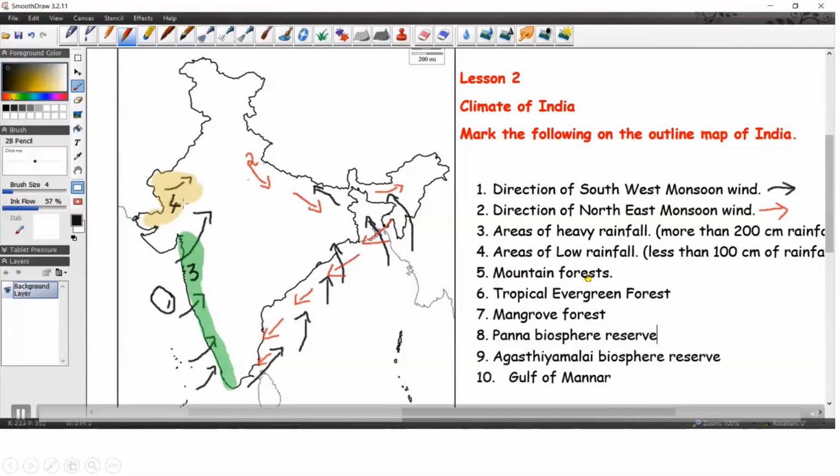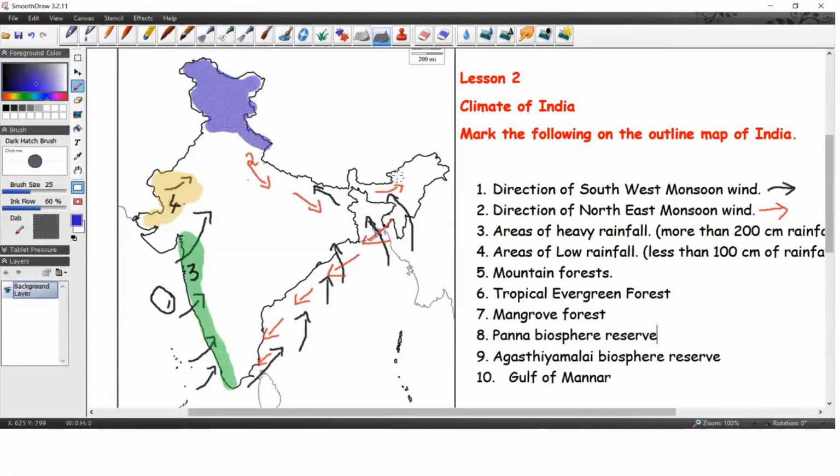Number 5, mountain forest. So mountain forest, this area, we have mountain forest, and also the Himalayas extend from Jammu and Kashmir till here, Arunachal Pradesh. So here also you can mark mountain forests. So this is mountain forest, number 5.